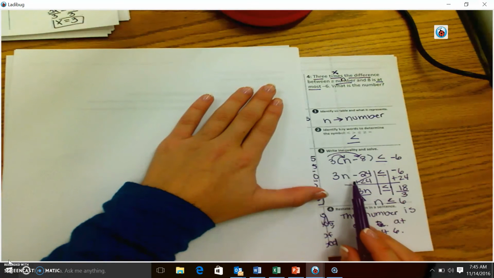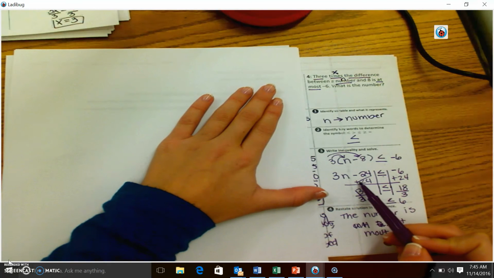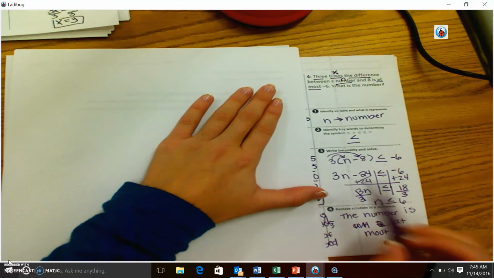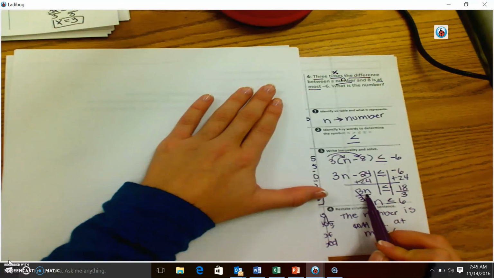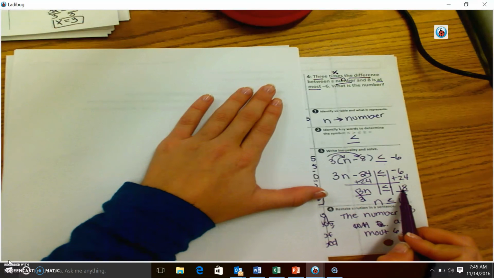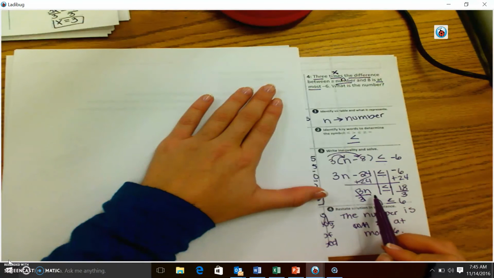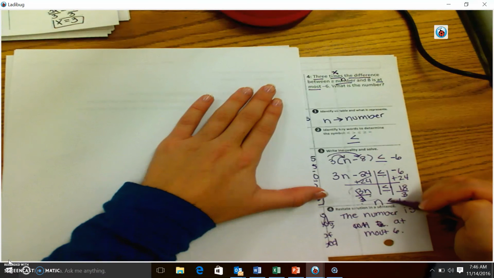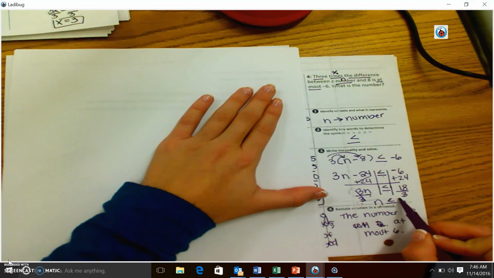Now we need to get n alone. So we first need to move over the constant. So we add to cancel it out. And whatever we do to one side, we do to the other. So now we have 3n is at most 18, but n is still not alone. So we need to divide it by 3 because this is multiplying. So the inverse of multiplication is division. And whatever we do to one side, we do to the other. So now we have n is at most 6. And our sign did not change because we did not divide by a negative number.